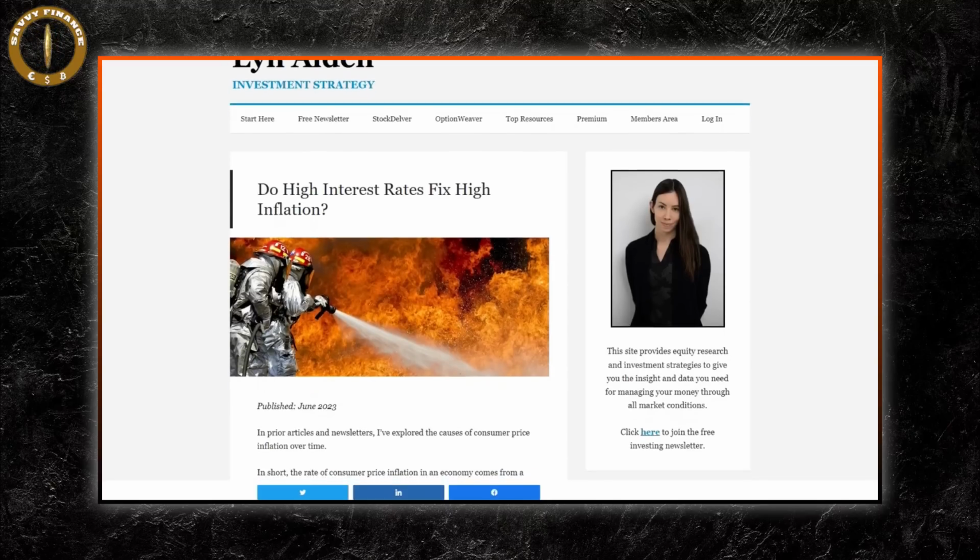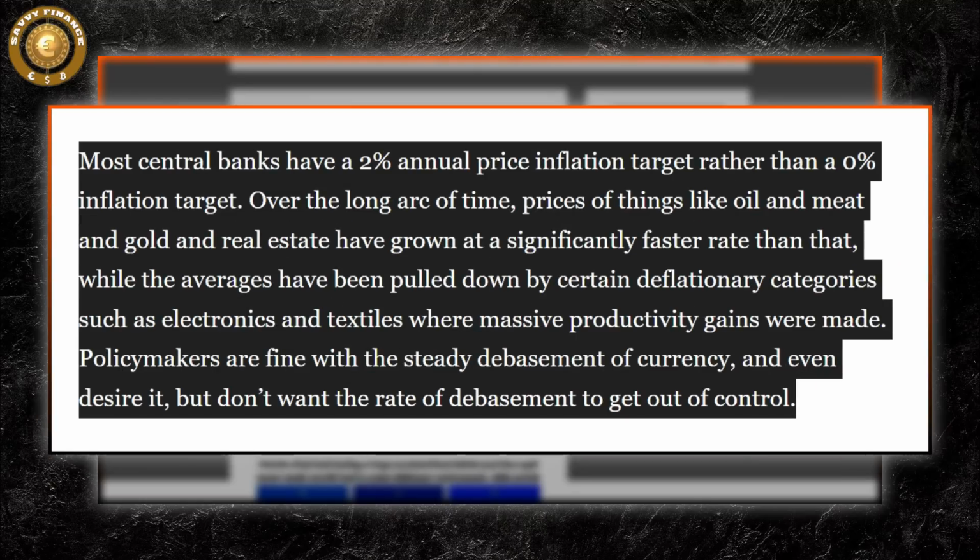According to articles released by Alden, she projected that most central banks have a 2% annual price inflation target rather than a 0% inflation target. Over the long arc of time, prices of things like oil and meat and gold and real estate have grown at a significantly faster rate than that, while the averages have been pulled down by certain deflationary categories such as electronics and textiles where massive productivity gains were made. Policymakers are fine with the steady debasement of currency and even desire it, but don't want the rate of debasement to get out of control.